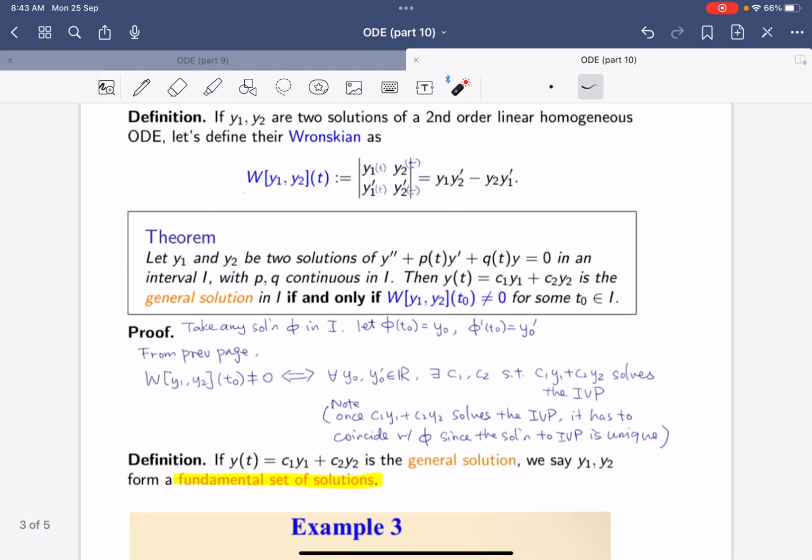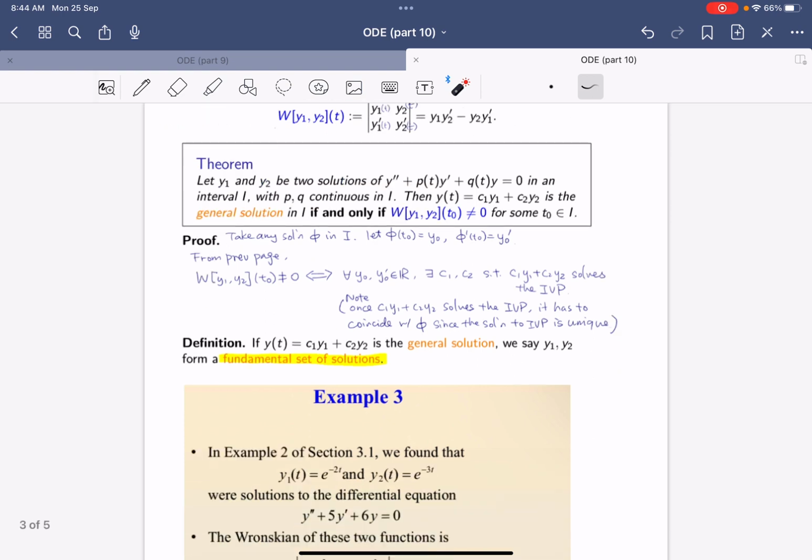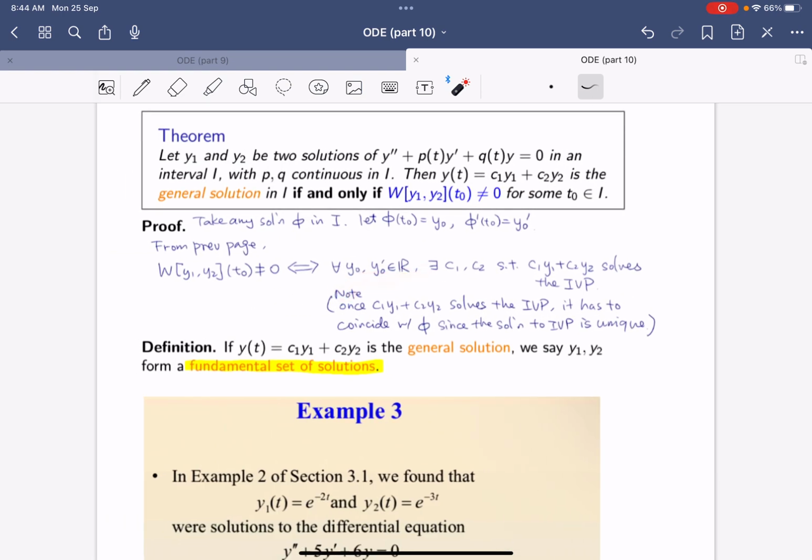We have a theorem that this is the general solution if and only if the determinant is non-zero. The proof is very simple. You just take any solution phi such that phi(t0) equals y0 and phi prime(t0) equals y0 prime. From the previous page, we already know that if this Wronskian determinant is non-zero, then for all y0 and y0 prime, there will be existing c1 and c2 such that c1y1 plus c2y2 solves the IVP. So that literally proves it.